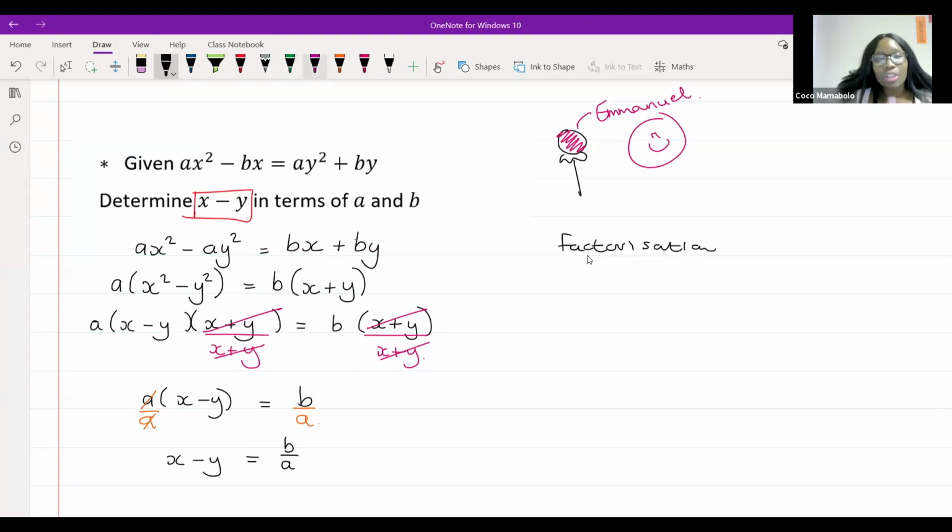If your teacher has taught you factorization, there is a very high chance that the way to solve that last question is to use factorization.